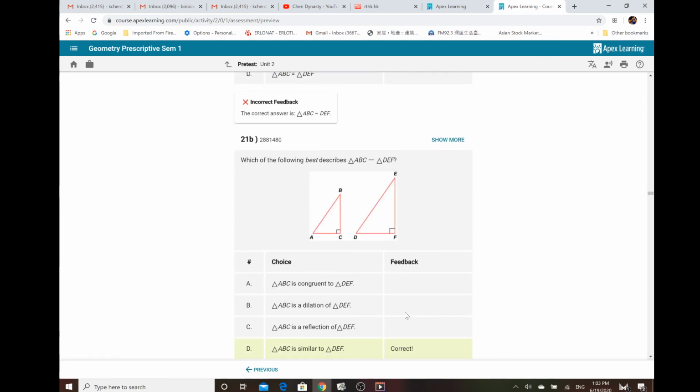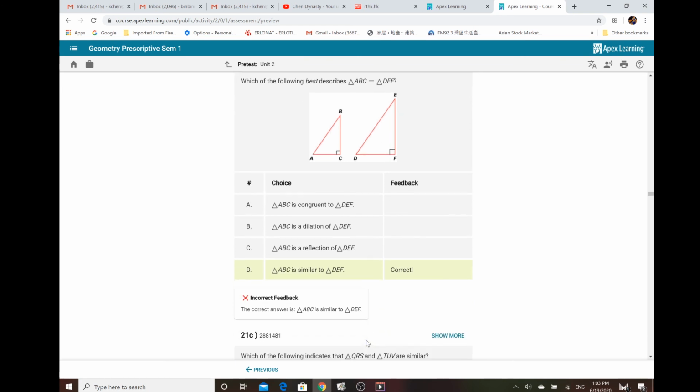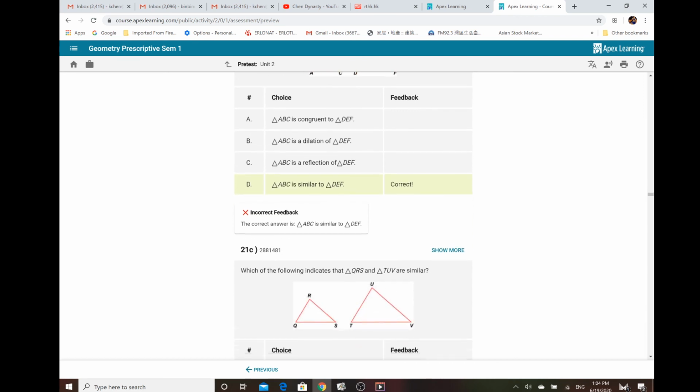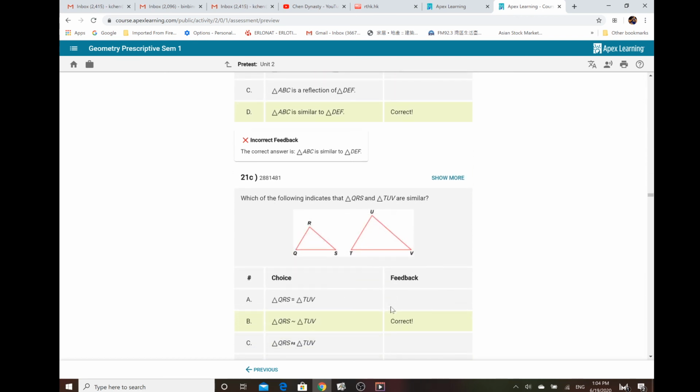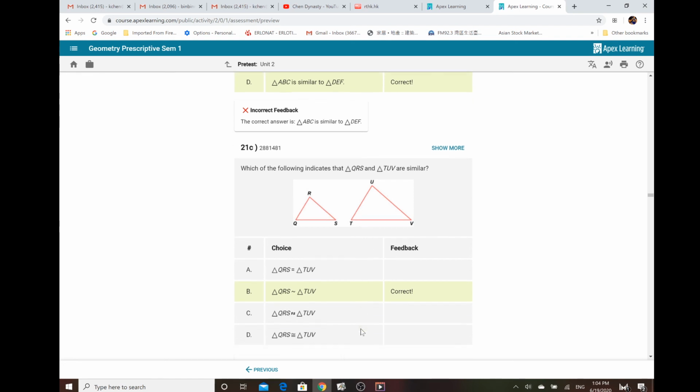Here's another one. In order to show the following describing the similarity, this one is supposed to be a blank. I don't know why it's a dash here. So triangle ABC is similar to triangle DEF. And here's another one. So the triangles are similar. Anytime you see a little squiggly line like that, it's considered similar. It's the symbol of similarity.